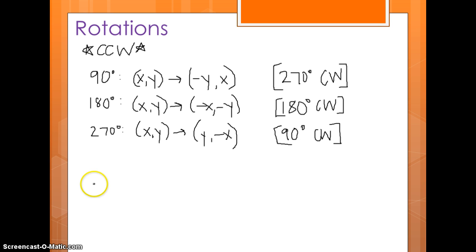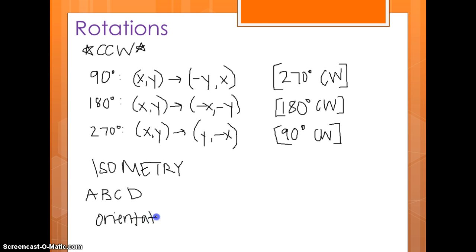So when we look at rotations, it's also an isometry. We have our angle measure, betweenness, collinearity, and distance preserved, as well as our orientation. So all of our properties are preserved with rotations. When we talk about compositions, we represent rotations with a capital R, and our degree of rotation would be the subscript down at the bottom.